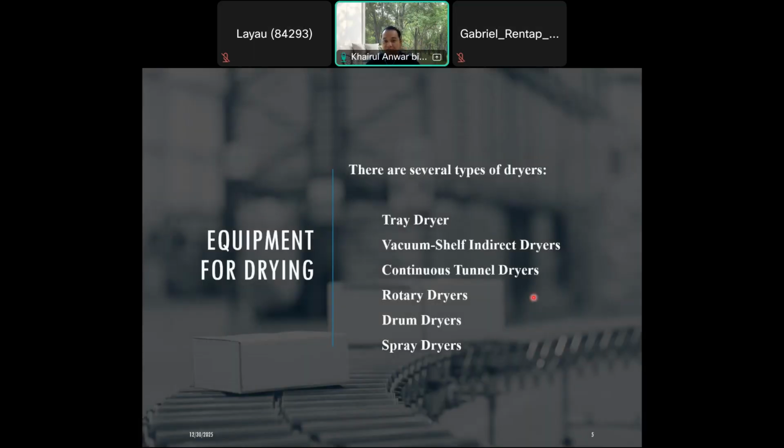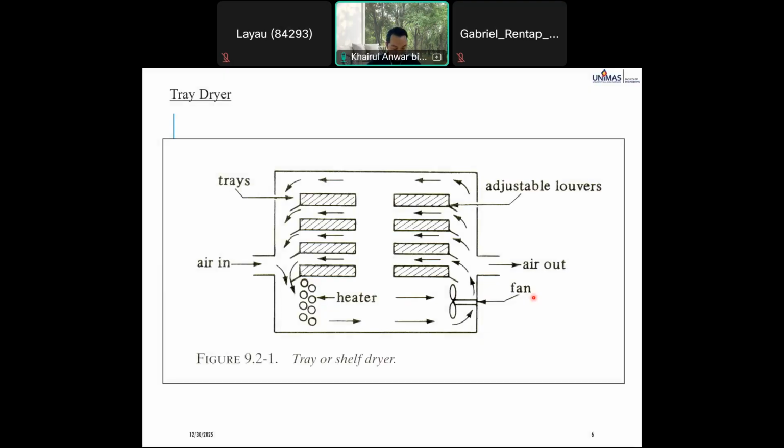There are several types of dryers: the tray dryer, vacuum shelf indirect dryer, continuous tunnel dryer. All of this equipment is available in the book. Rotary drum, spray dryer. This is a tray dryer. For this case, the tray contains the product we want to dry. Air in is normal air. There's a heater here, to circulate the air, and air out.